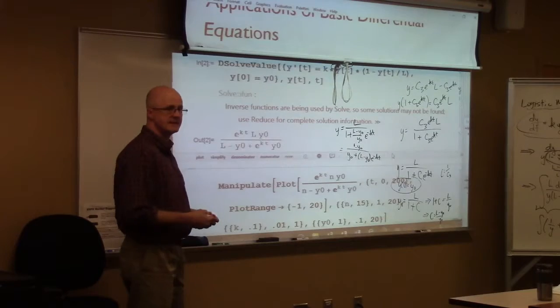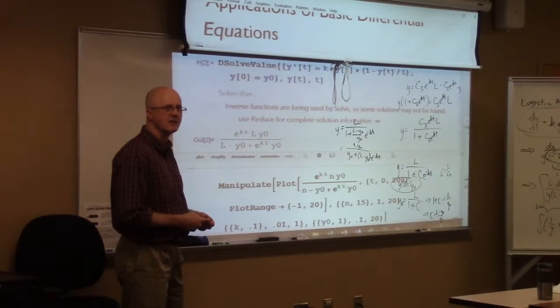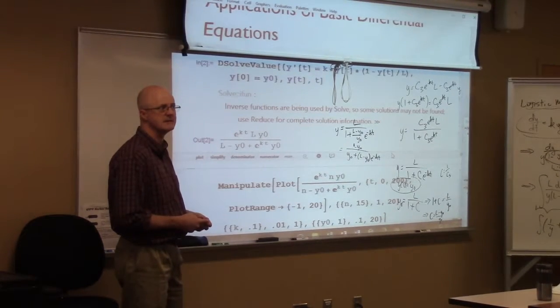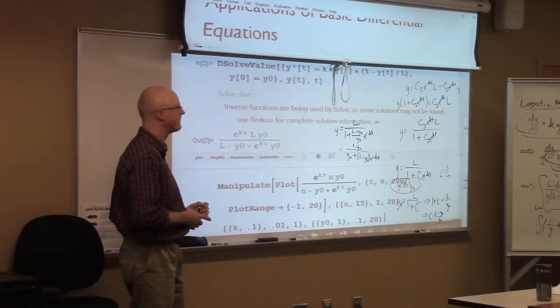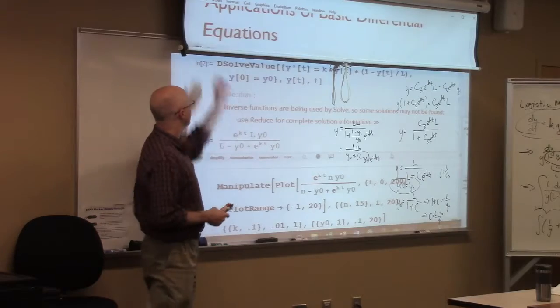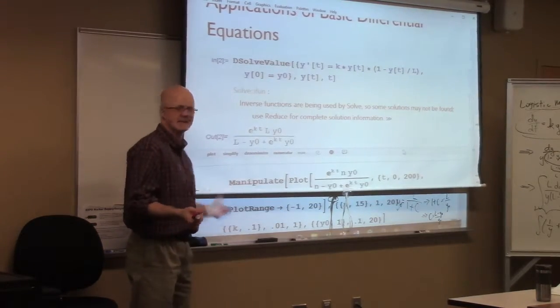Again, if I gave you one like this in the final exam, I'd put numbers in here for K and L to make it a little easier. But the general approach you should be able to do. What do the graphs of these things look like?